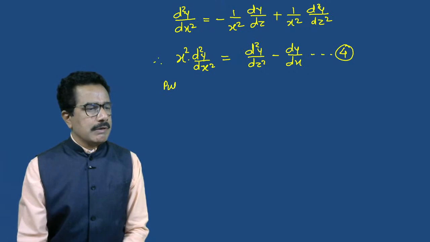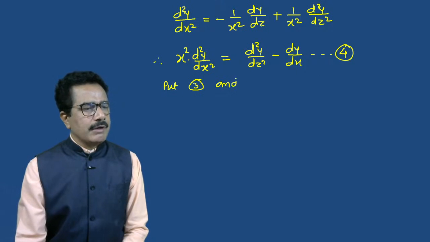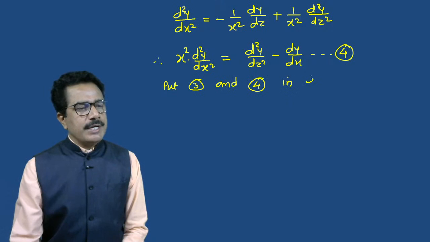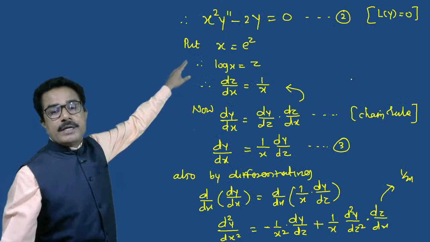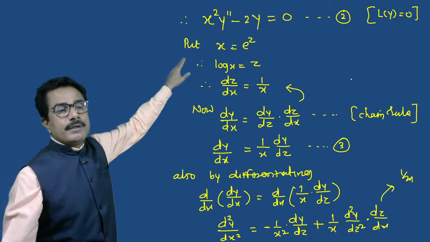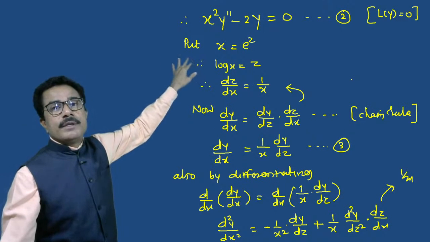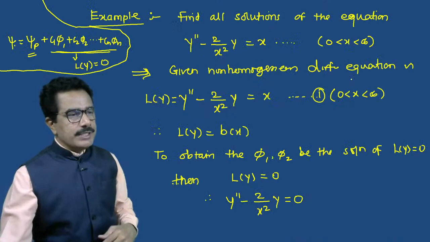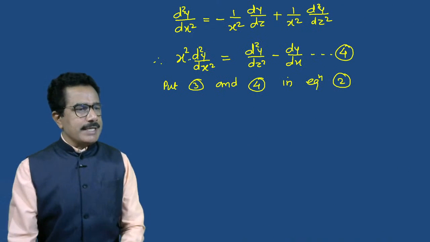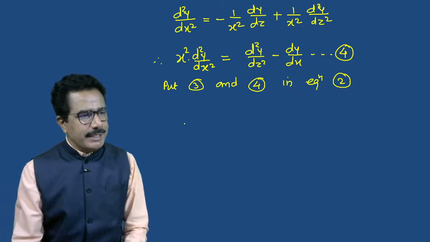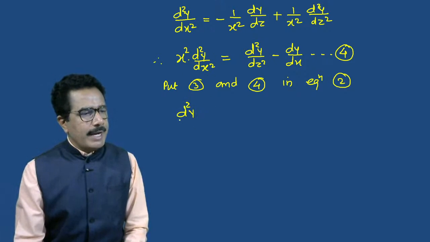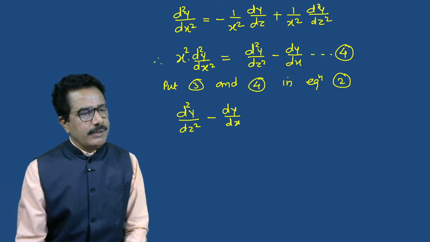Put 3 and 4 in equation 2, then we get this variable coefficient. See this, equation 2 is the differential equation in homogeneous form with variable coefficient. So we can put this value x square into y double dash. See this, x square into d2y by dx square, that means y double dash, can be written as d2y by dz square minus dy by dz.